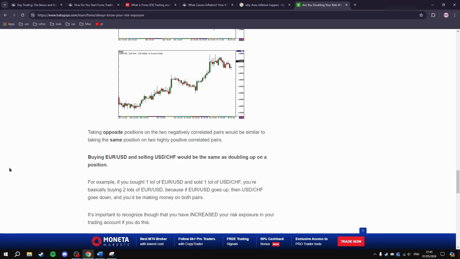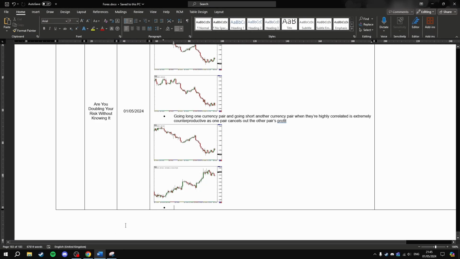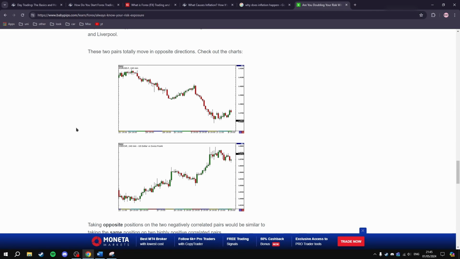Right, okay, so what they're saying in this lesson is basically just only trade one currency pair at a time if they're both highly positively correlated with each other, or if they're both highly negatively correlated with each other.